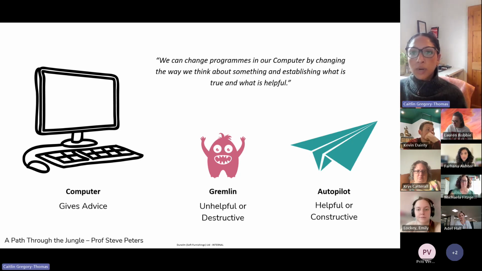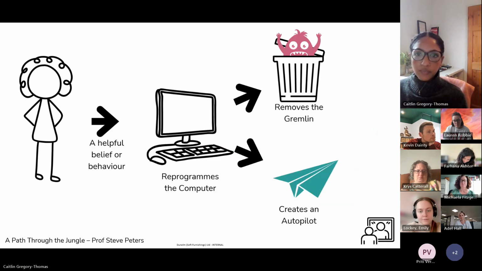So we've often put autopilots or gremlins into our minds without even knowing. Usually we have to think about our beliefs in order to recognise how helpful or how unhelpful they are. And then similarly, we need to be able to recognise and replace those destructive behaviours with constructive ones to be able to create positive habits. So we have to manually change those gremlins to autopilots.